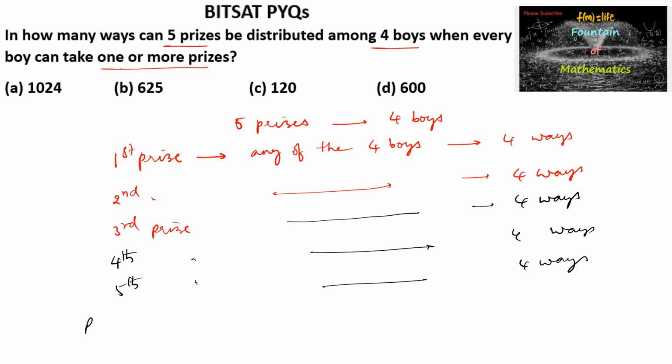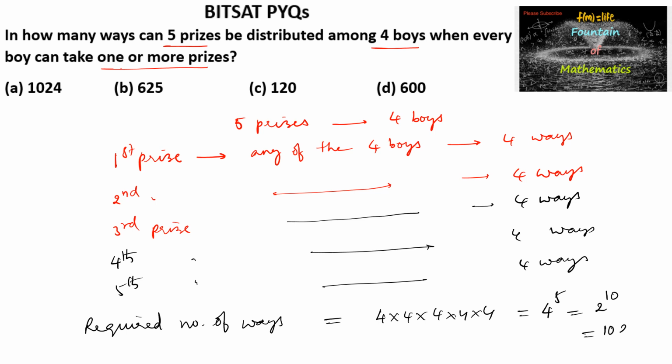So the required number of ways of distributing 5 prizes among the 4 boys can be taken as 4 into 4 into 4 into 4 into 4, that is 4 to the power 5, or we can write 2 to the power 10. 2 power 10 value is 1024, which is option A.